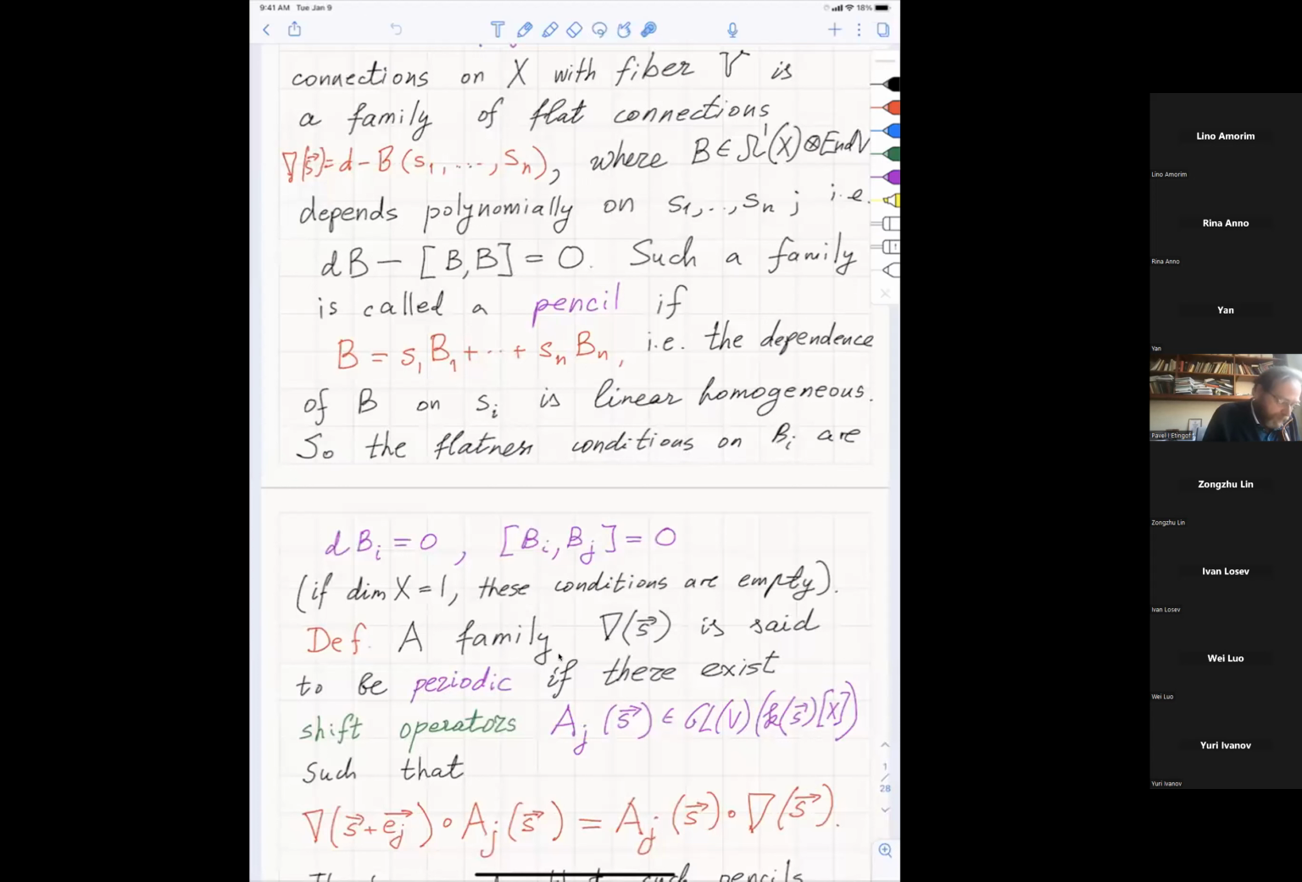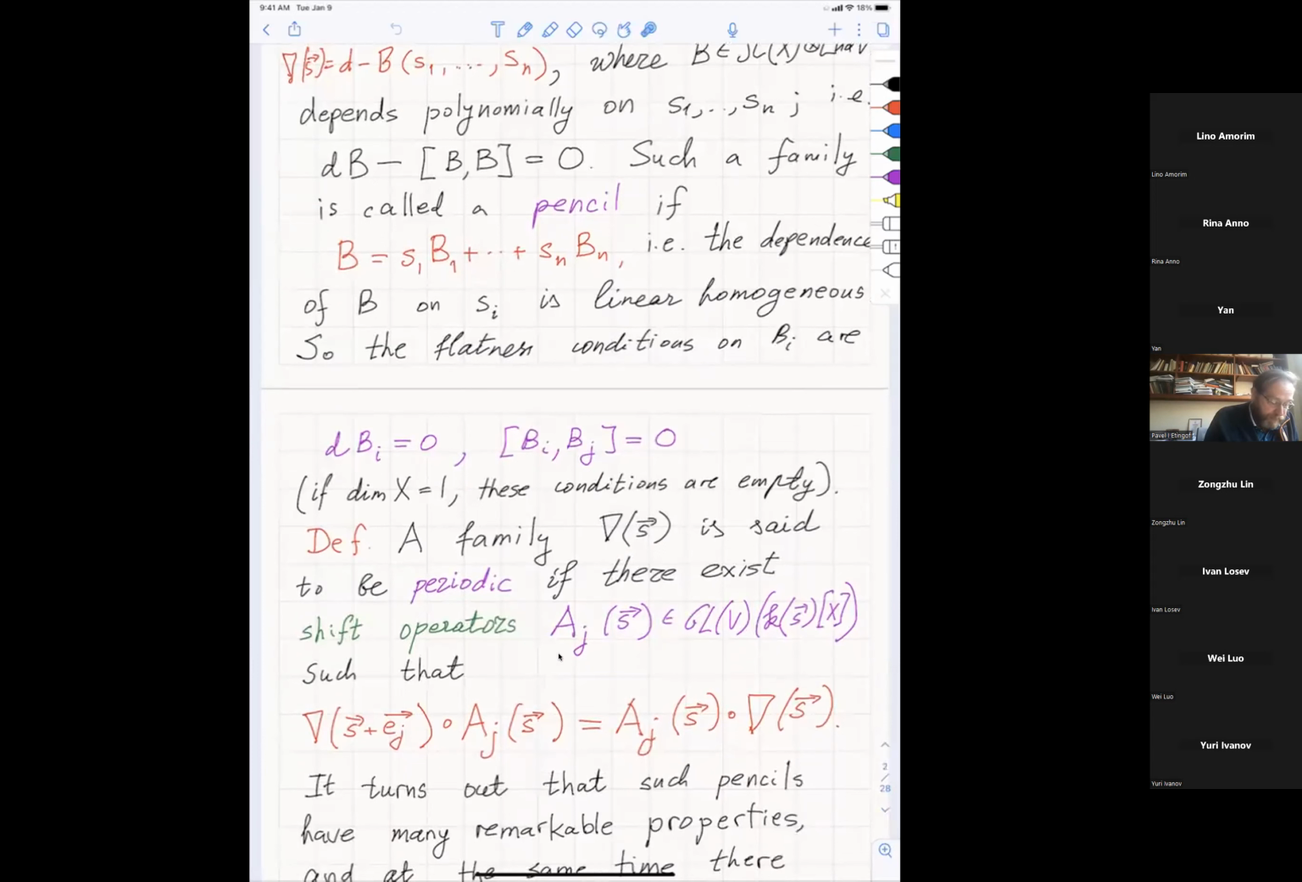Okay, so now the main definition. A family nabla(s) is said to be periodic if there exist shift operators which implement an isomorphism between the connection corresponding to parameter s and parameter s plus e_j, where the j-th coordinate has been changed by 1. How do these shift operators depend on s? Rational, polynomial, meromorphic? It is written here. These are rational functions. So they lie in GL(V) over the ring of polynomials on X, so regular functions on X, with coefficients in the field of rational functions of s.